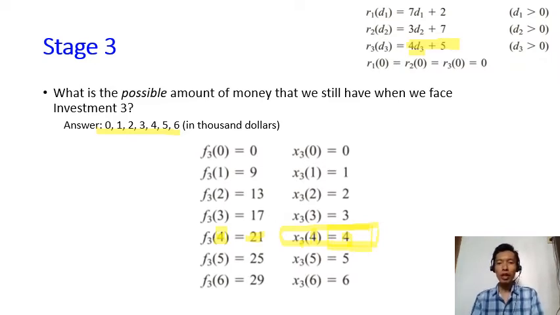Okay, so you see that all these decisions are exactly equal to the state in this case, because whatever money is left on your hand, you just invest it in investment 3, because again, this is the very last investment that you may choose. Okay, so these are the states from 0, 1, 2, 3, 4, 5, 6, and these are the decisions corresponding to each of the states.